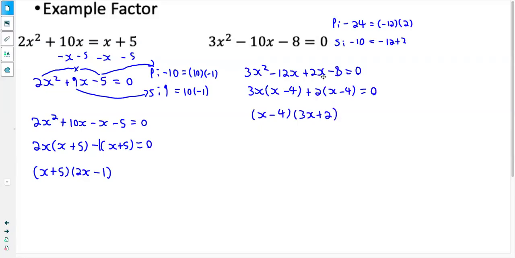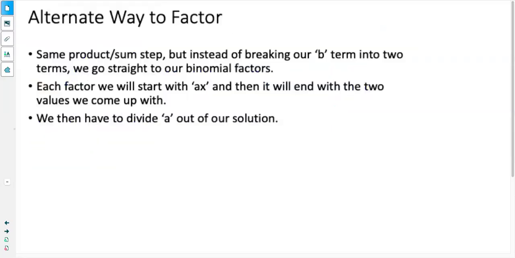Now, the factoring that we've been doing is known as decomposition. Now, there's an alternative way to factor. We'll do the same product-sum step, but instead of breaking our b term into two terms, we go straight to our binomial factors. Each factor will start with whatever our a value was from our equation, so we'll have ax, and then end with the two values it comes up with, and then we have to divide a out of our solution, whether that's out of one of our factors, or if we break a up and divide each of our factors by components of it.